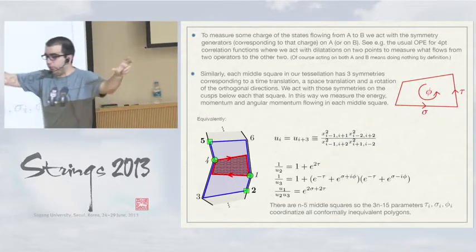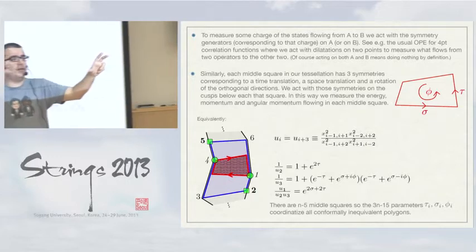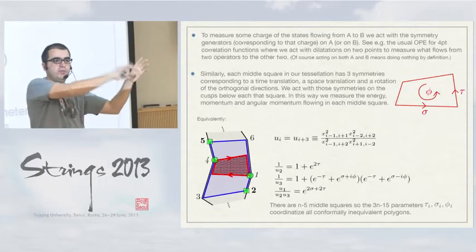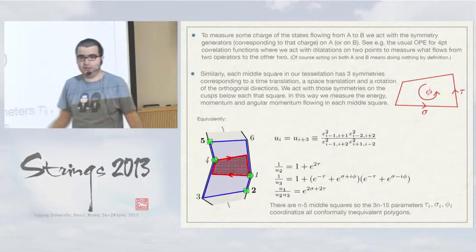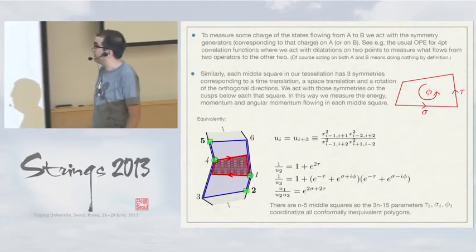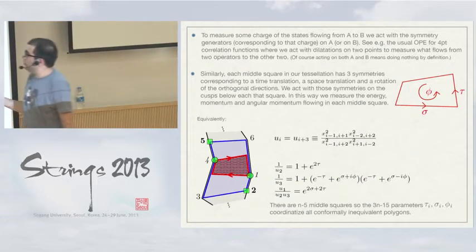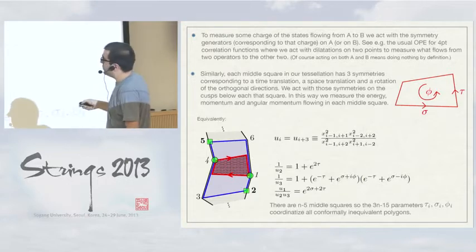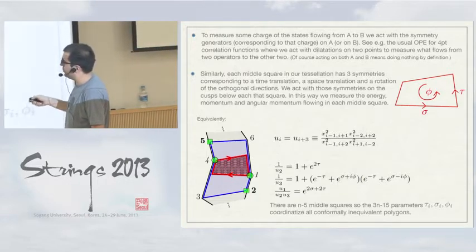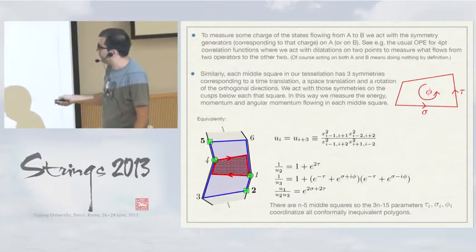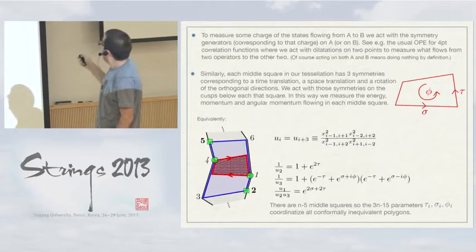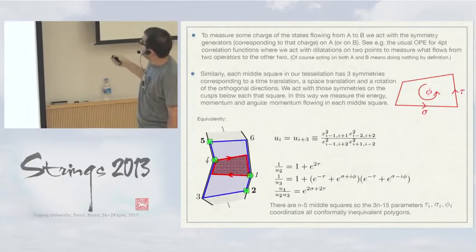For example, when we have a 4-point function, we act with the Casimir operator on 2 of the points to measure what is flowing from these 2 points to the other 2 points, and in this way we determine conformal blocks and so on. So what we should do, therefore, if we want to see what is flowing through each square and introduce some nice variables, is the following. We take a null square, here it is, and we check what its symmetries are.